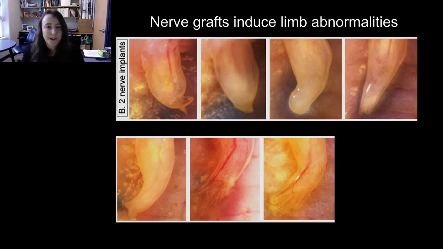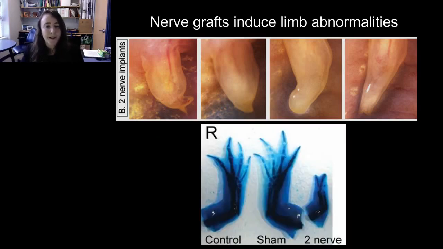Now, when we took a look inside these limbs with Alcian blue staining, you can see on the right there that there's a lot that's wrong in this limb. It only has 2 digits. It has what looks like maybe a carpal floating off into space, as opposed to our control and our sham surgery limbs, which are beautiful, fully formed, and look almost identical. So again, there's something happening here. When we introduce a damaged nerve into the environment, we are in some way competing with the nerves that should be producing something proliferative. And I'll show you how this all wraps up together in just a moment.